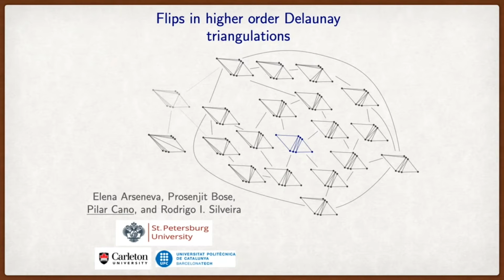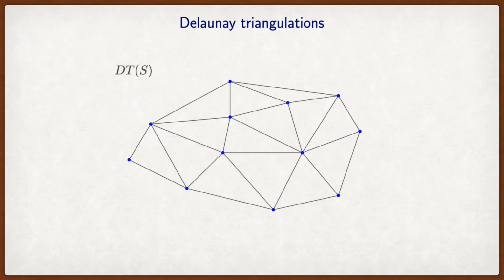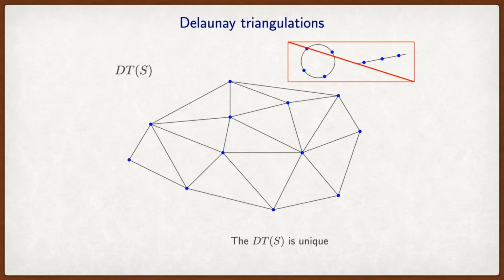First, I'll give you some definitions, starting with the Delaunay triangulation. Consider a point set in the plane S and a triangulation of the point set. We say that the triangulation is the Delaunay triangulation if the circumcircle of each triangle encloses no other point of S. For instance, in this case, the red circle contains no other point in its interior, which is the blue area. When the point set is in general position, meaning that no 4 points are co-circular and no 3 points are collinear, the triangulation is unique and it's the Delaunay triangulation of the point set.